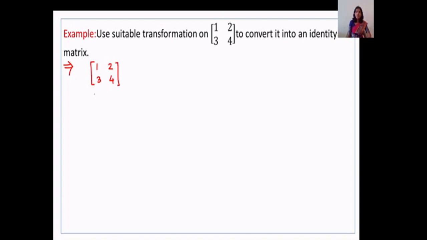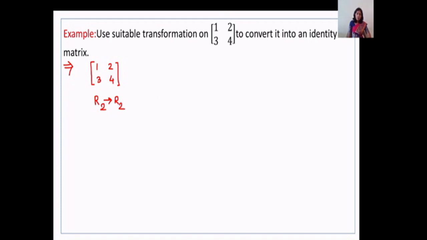Firstly we go with the row transformation. The first element is 1, so we go with this. Now we make this 3 into 0. This 3 is in R2, so we have to make a change in R2. So we write here R2 gives R2.